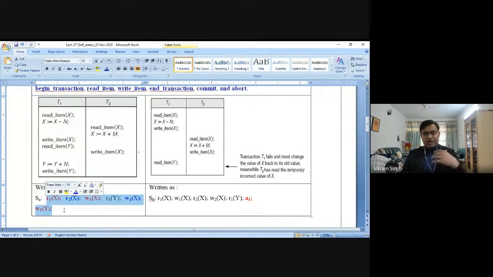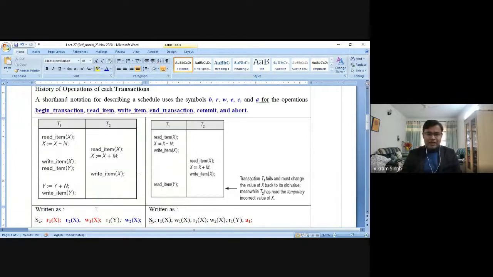Yes, there is no description of operation available. Like in a schedule, you cannot write x equals x minus n, right? So you can say a schedule is basically an abstract representation. In a schedule, we have not mentioned the actual instructions which have been performed on the data value, right?